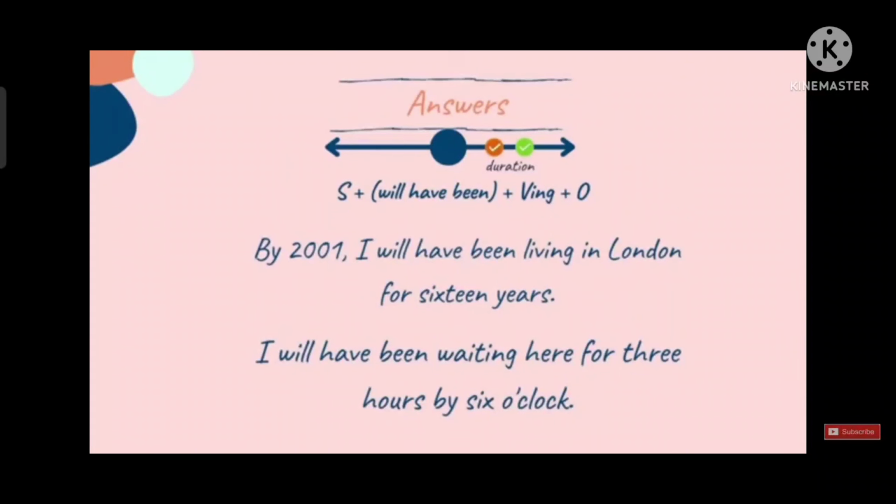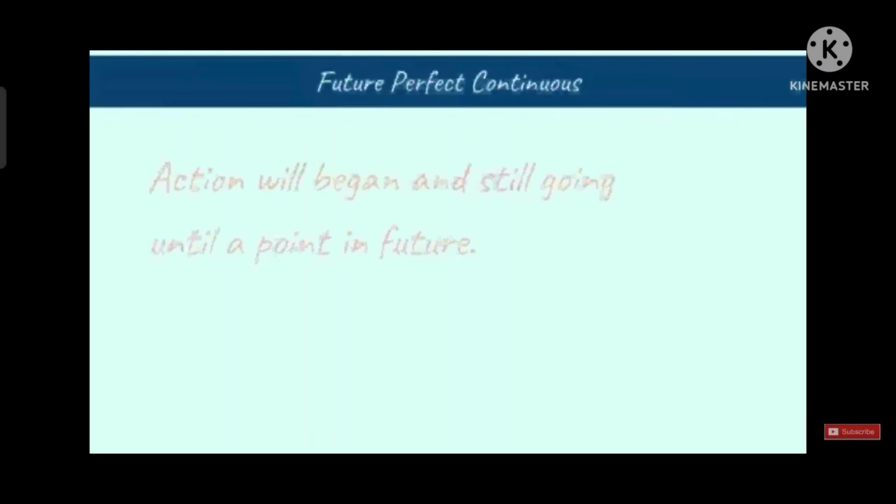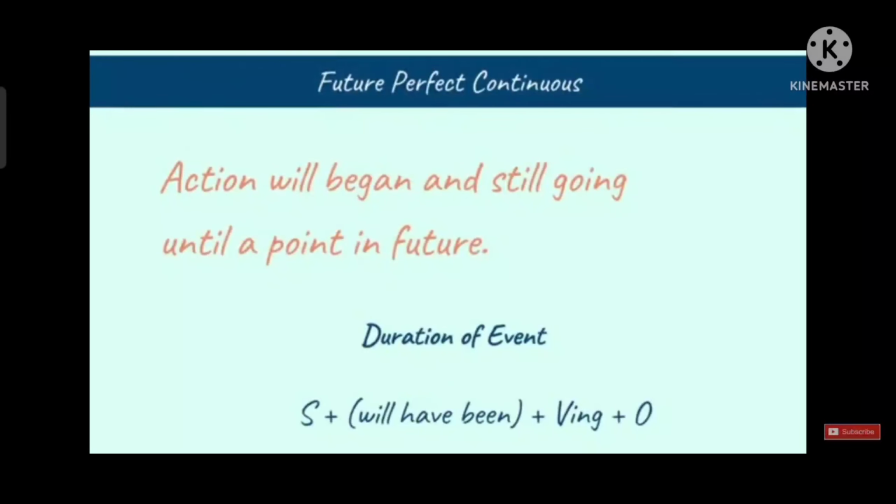I hope you would have given the correct answers. Let's quickly revise the future perfect continuous tense. If the action will begin and still going on until a point in the future, and if more importance is given to the duration of the event, then it comes under future perfect continuous tense. The structure is subject plus will have been plus verb's ing form plus object.